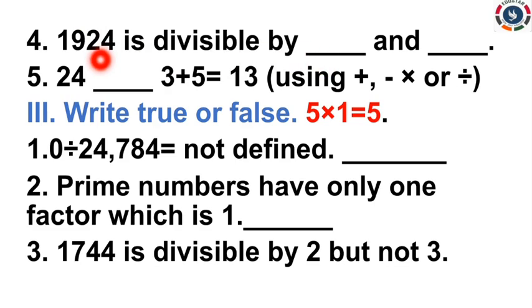And 3, what is the rule for 3? Sum of all the digits. If you add all the digits, you will get 16. So 16 is not divisible by 3. Then what is the rule for 4? The last two digits should be divisible by 4. So 24 comes in the 4th table. 6 fours are 24. So this number is divisible by 4. So 2 and 4 is the answer.